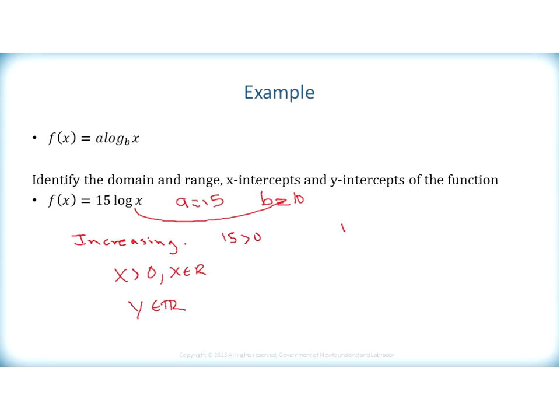There is one x-intercept, 1 and 0. And the y-intercept, there are none. Here the end behavior, since a is greater than 0, the end behavior will be quadrant 4 to quadrant 1.